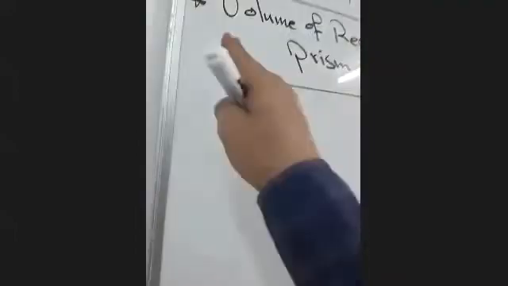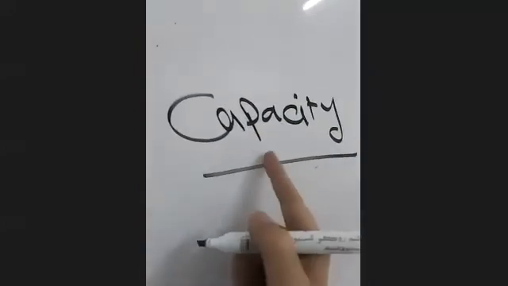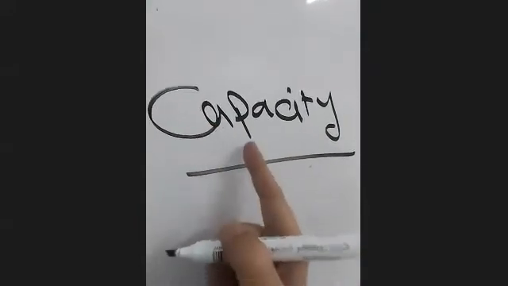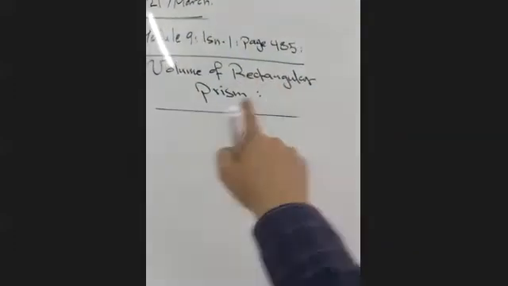We have another concept for the volume. We call it capacity. Capacity has a similar idea. Capacity, it's volume. So we'll talk about volume here. Now, to find volume, we need a formula. But today we are talking about only the volume of rectangular prism.